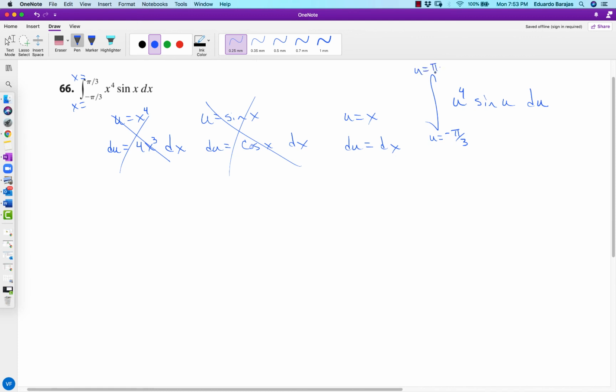U equals pi over 3. So you're like, okay, what in the world are you supposed to do then? That doesn't work either. I let it be x, I let it be sine of x, I let it be x to the 4th. You know, it's easy to get lost.